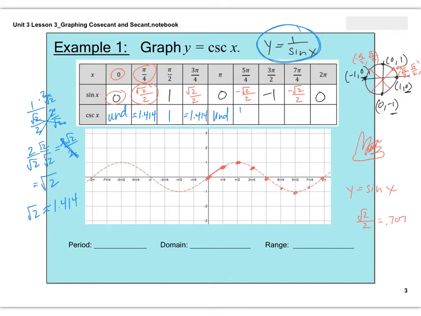Next, we have 1 over negative root 2 over 2. Well, it simplifies the same as the last one. We just have a negative on the front. So this is going to be approximately negative 1.414.